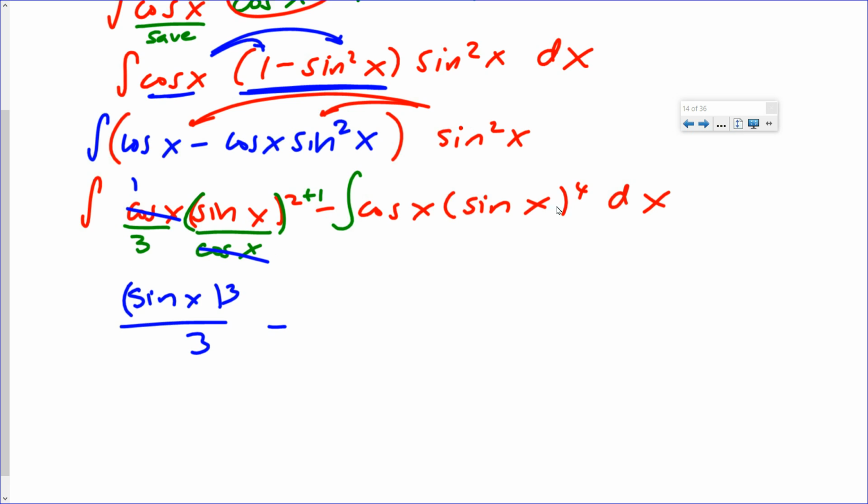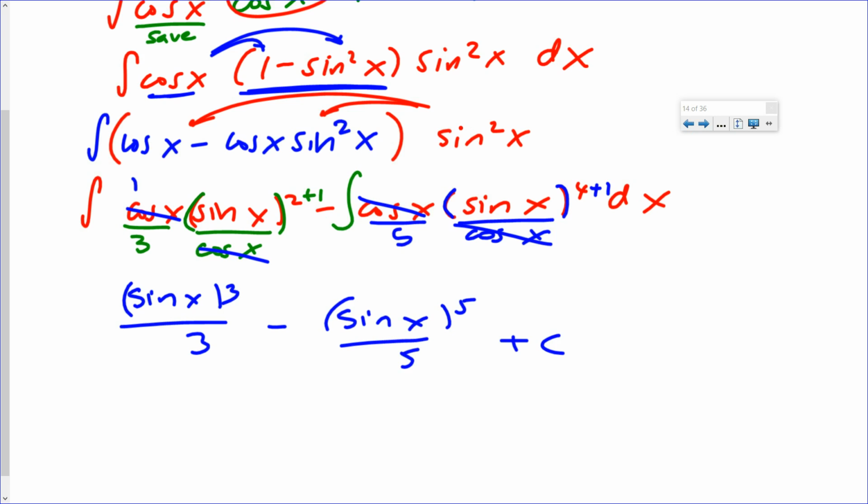Let's go to this term. This term, I'm going to pick sine x as my u again. That means my exponent is 4. I'm going to add 1 to the 4, divide by 5, and then divide by the derivative of my u. My u is sine x. What's the derivative of sine x? Cosine x. Do my x's cancel out? Yes. So what I get here, this negative sign is just being carried down. What I get is sine x raised to the 5th power over 5. Don't forget the constant C. And I'm done with this. You guys feel comfortable with that?